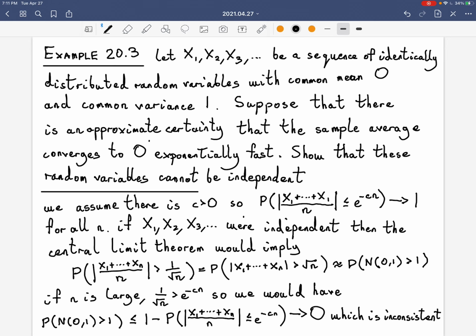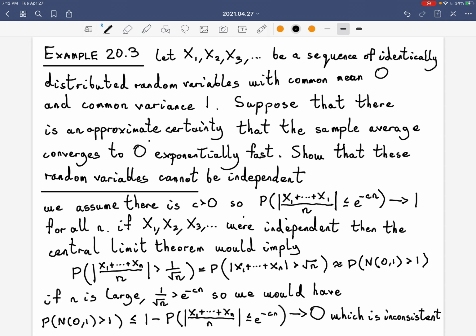Okay. So this last example is kind of about the limitations on what you can expect from the central limit theorem.